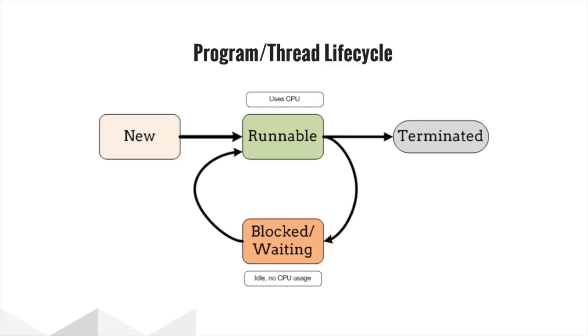To understand CPU, it's also important to understand the life cycle of a program. Whenever you run a program, it goes into several states. It goes from new to runnable, and it switches between running and being blocked or waiting for some event to happen. Then finally, once it finishes, it goes into the terminated state. Of all these states, the only state that uses CPU is when it's runnable. When it's blocked, it's idle and waiting for something to happen, and therefore it does not use CPU, or it does not get handled by the CPU.